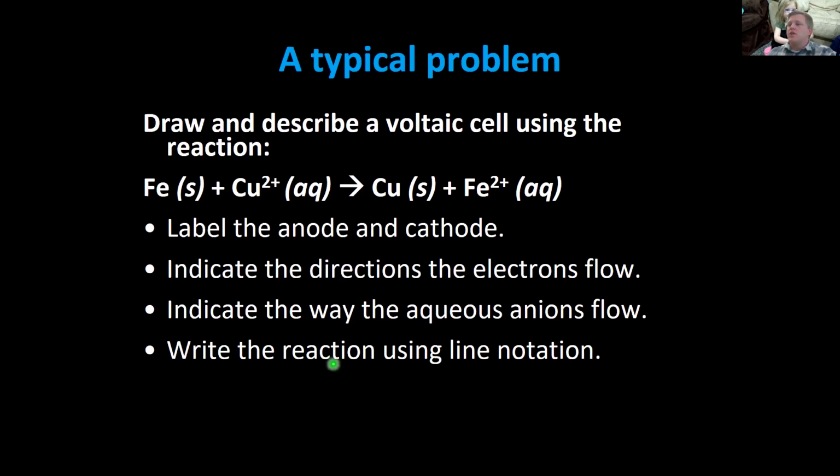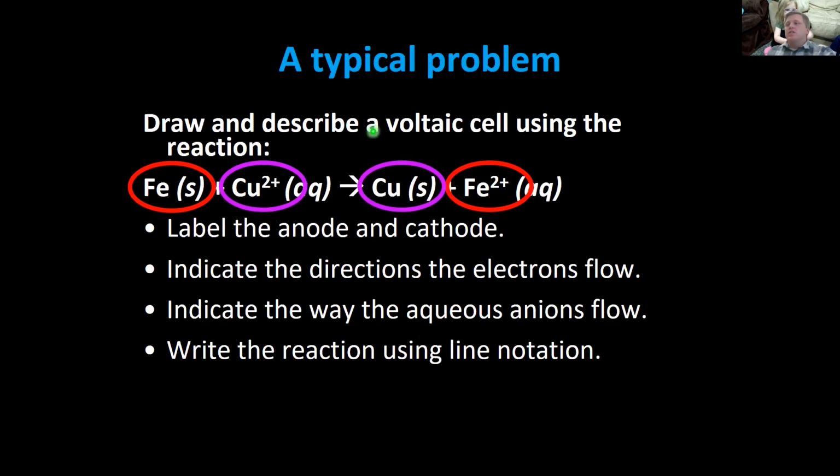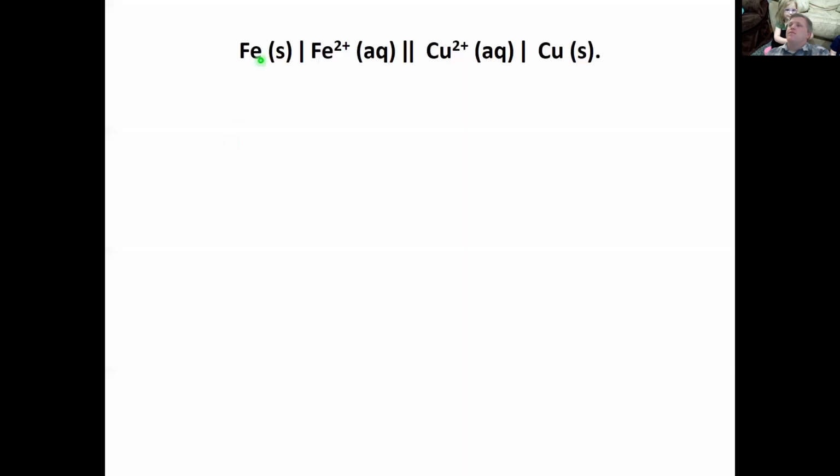All right, so first let's start with this bottom line. Let's write it out in line notation. Let's divide this into our two half cells. So our first half cell is going to be iron going to iron 2+, and our second is going to be copper 2+ going to copper. So which one is going to go on which side? Well, iron is going from a neutral species to a more positive species. Copper is going from a positive species to a neutral species. We're going to want these positive species in the middle of our line notation. So we'll have iron going to iron 2+, and then copper 2+ going to copper.